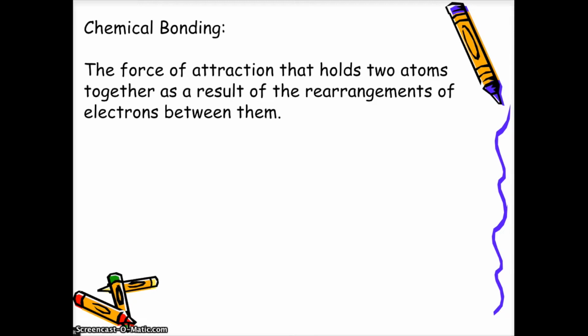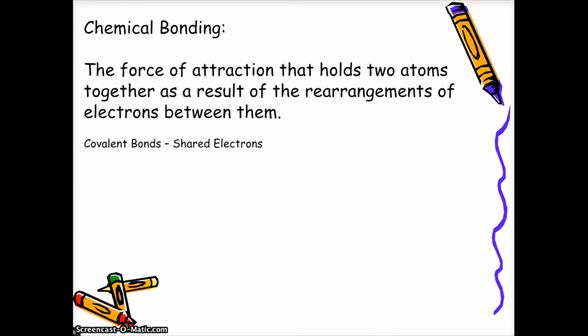So chemical bonding, just taking a step back, is really the force of attraction that holds two atoms together. And that is basically a result of the rearrangement of the electrons between them. So in order to have a bond, we really need to have an attraction between atoms. Now, we have two different types. The first one is covalent bonds.